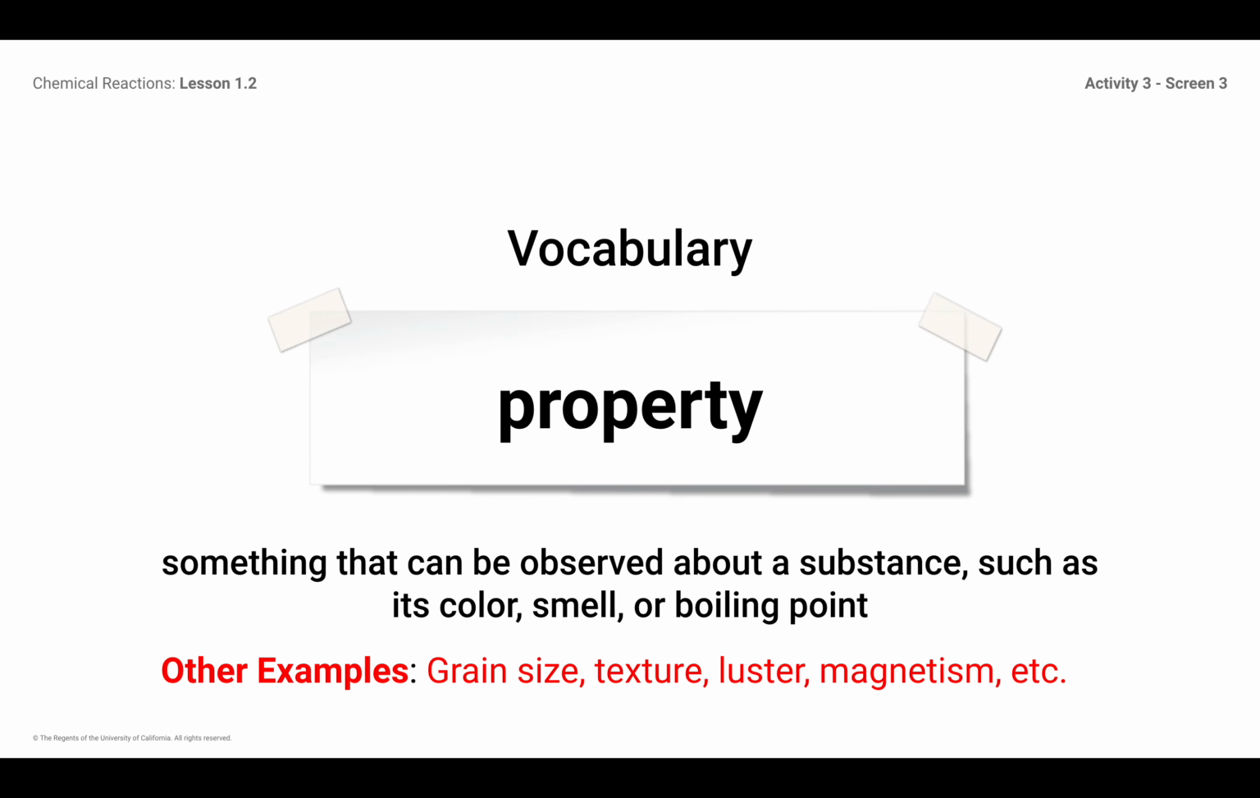And specifically, we're reviewing that these are called properties of matter. It's like a characteristic of something. It's something that can be observed about a substance, such as its color, smell, boiling point, melting point. And other examples that we focused on were the grain size. So we talked about things being fine grained or coarse grain, the texture, luster, magneticism, etc.